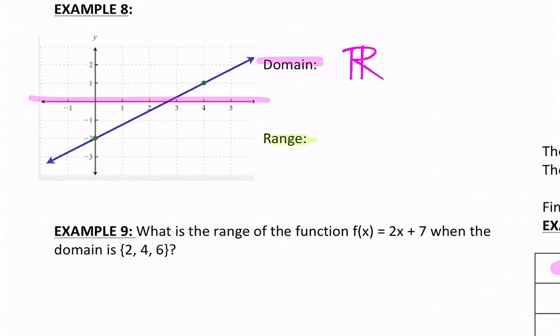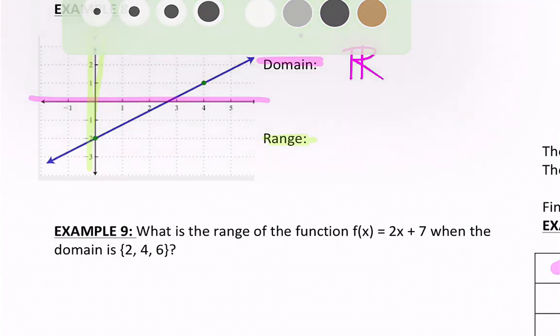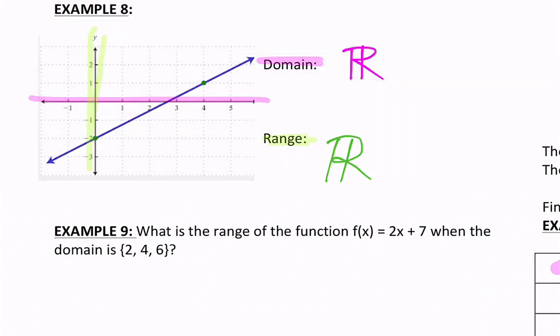Alright, range, up and down, so we use those. So we go lowest to highest. As I go down on my graph, notice there's an arrow, so it will go down forever and ever. As I go up, there's another arrow, so it goes up forever and ever. No stopping in either direction is all real numbers. So there's no stopping that graph at all. It'll go forever and ever.